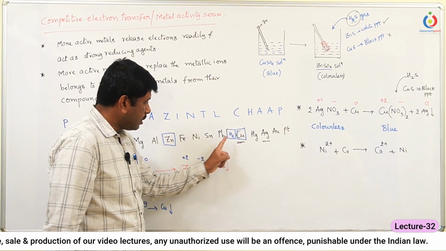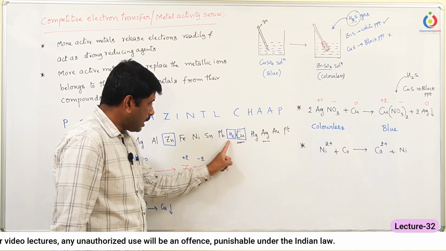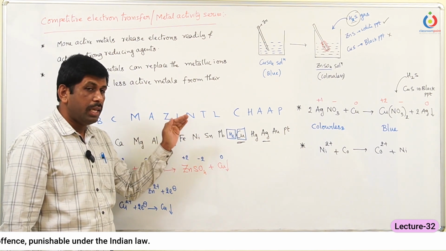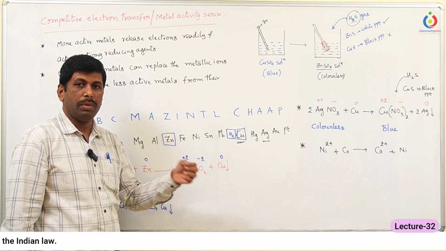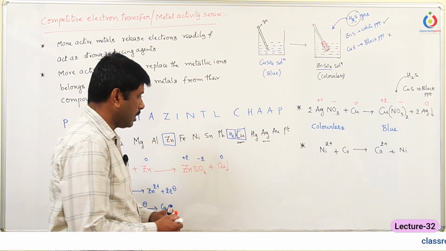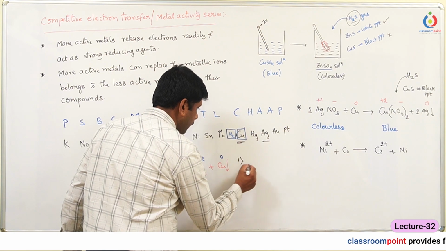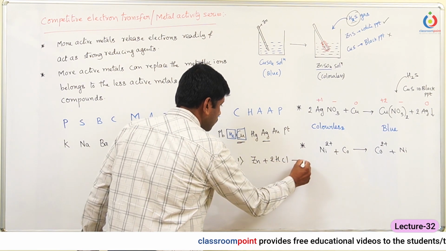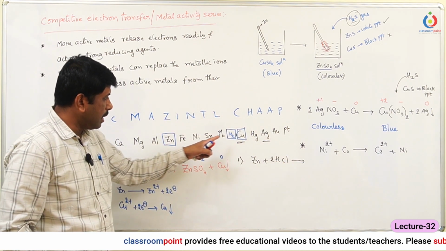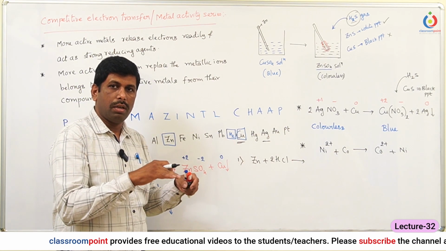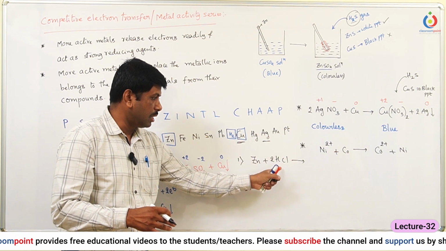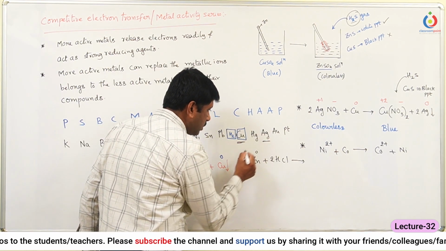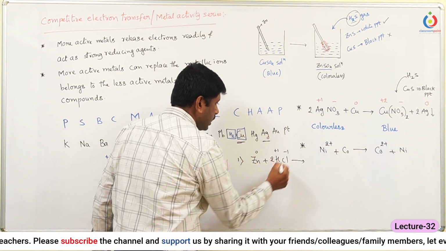It clearly shows that, see, the hydrogen is placed here. The metals which are placed before the hydrogen are all more active metals, and they can liberate the H+ ion from acid solutions. Let us take an example here: zinc plus HCl. See, these metals can replace the ion of the less releasing capacity element from its solution and deposit it as the respective compounds. Now here, zinc oxidation state is 0, hydrogen is +1, chlorine is -1.